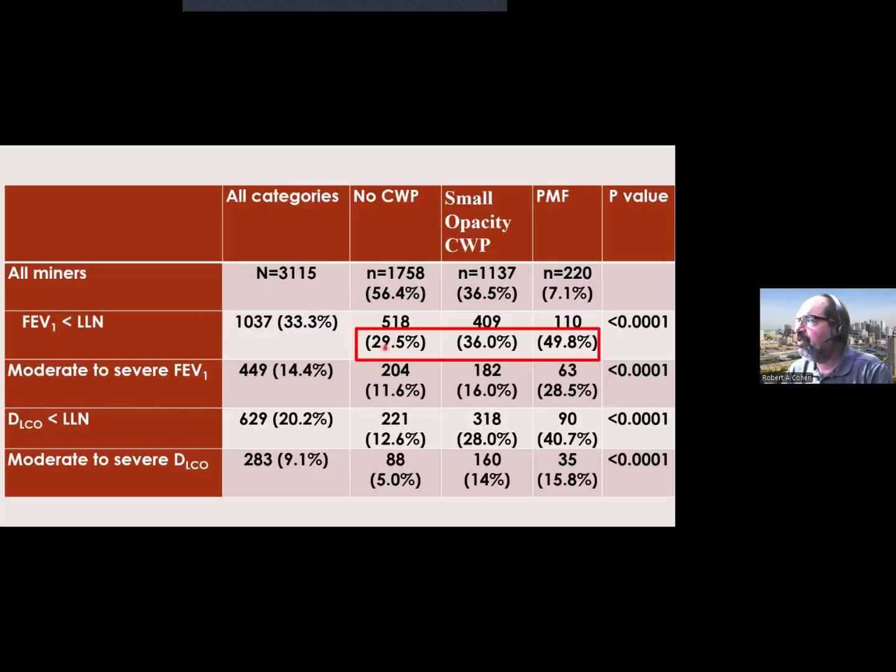And you can see that in this population, 30% of people had abnormal FEV1s, less than the lower limit of normal. When they developed small opacity disease, it went up to 36%. And then people that had, in addition to that, large opacity disease, 50% of them had an abnormal FEV1. And then the percentage of those folks that had moderate to severe disease was less, but it still tracked with worsening profusion on the X-ray. They had a greater number of folks that had moderate to severe reductions in FEV1, from 11 to 16%, and then to nearly 30% of those with progressive massive fibrosis.